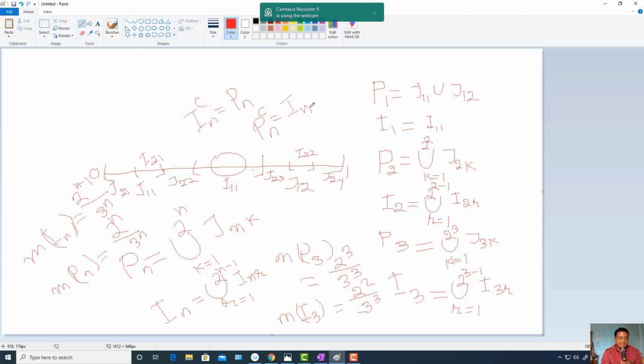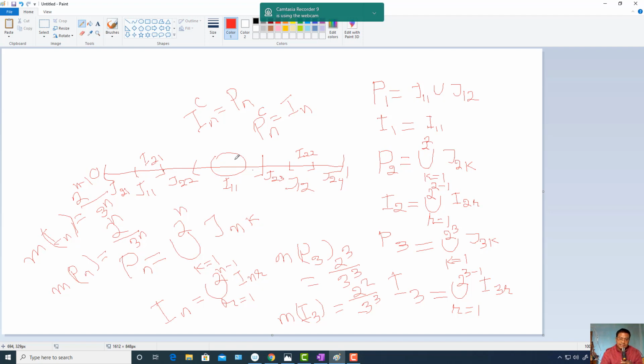These are the basic things of the Cantor set we construct. Then this step, you keep on going up to how many times? Up to infinitely many times. In each step you will get P1, P2, P3, P4 like this.